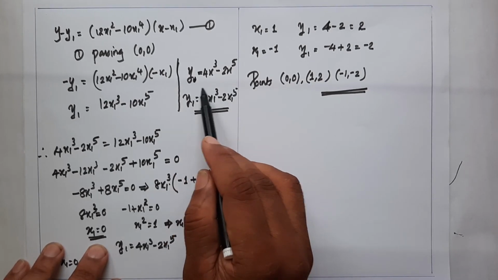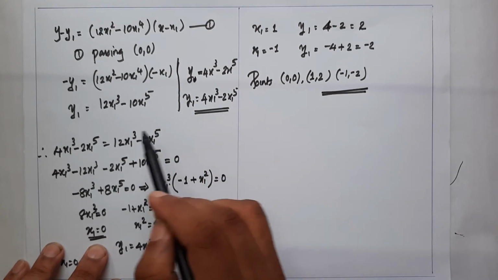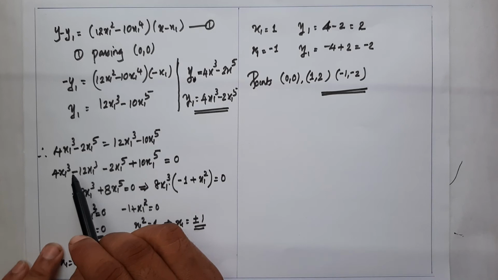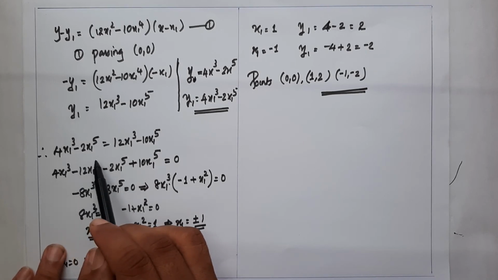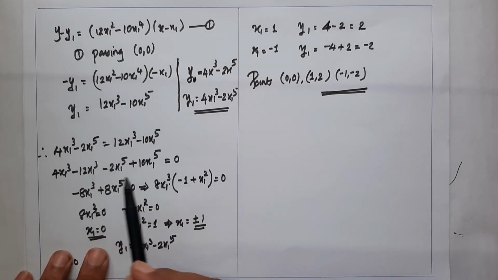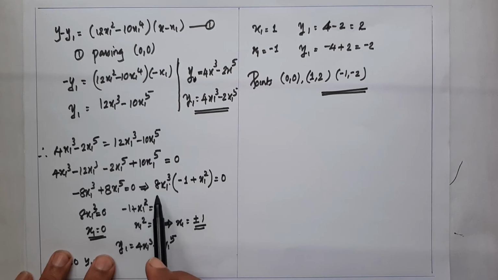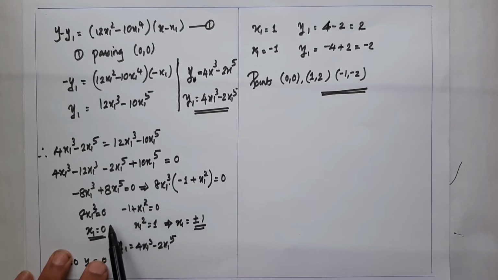When x1, y1 pass through this curve, we get y1 equal to 4x1 cube minus 2x1 raised to 5. Now we substitute the value on the left side, and we get 4x1 cube minus 2x1 raised to 5 is equal to 12x1 cube minus 10x1 raised to 5. Now collect the terms on the left side and group the terms. Then we take 8x1 cube as a factor, then equating to 0 by using the zero factorization theorem, we get x1 is equal to 3 values: 0, 1 and minus 1.